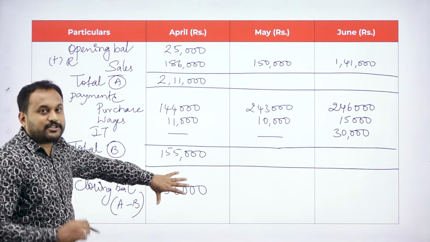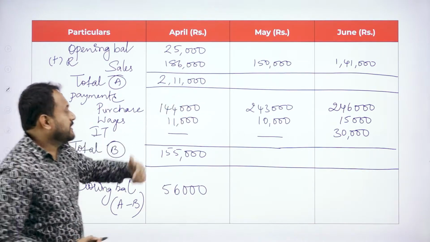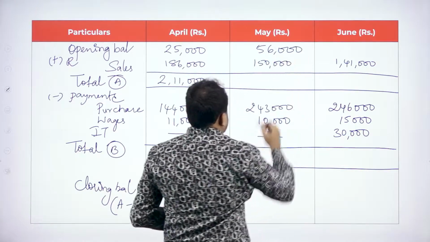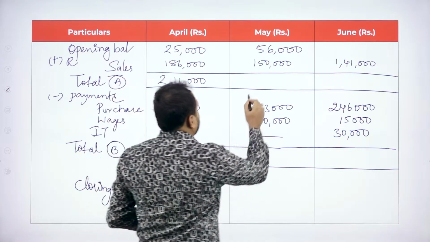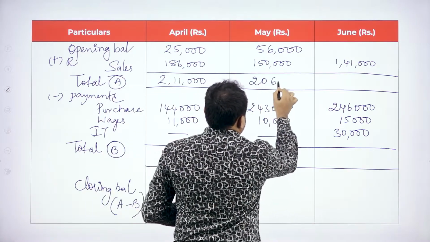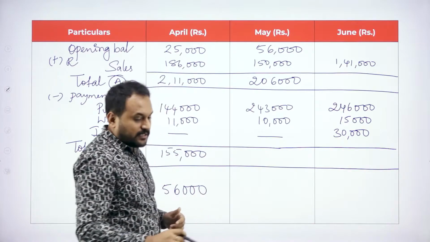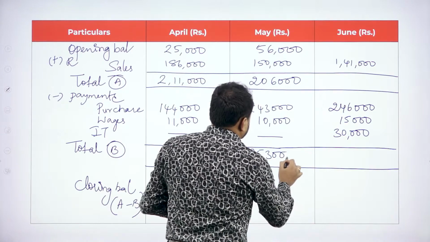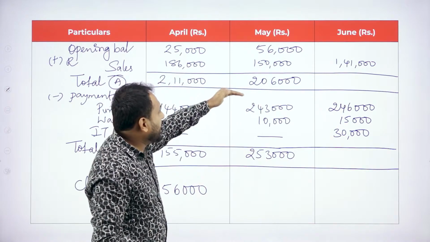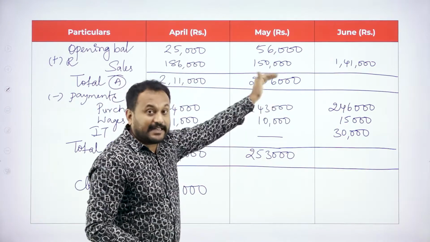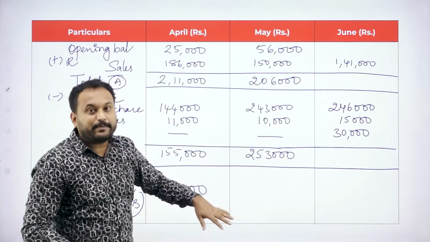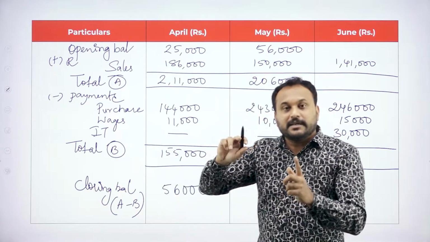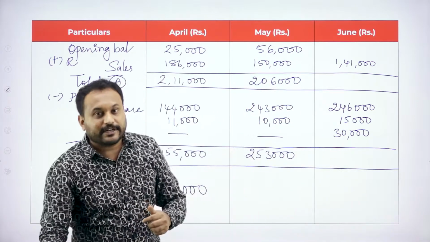Now the closing balance of April will become the opening balance of May. So here I'll write 56,000. Now we need to calculate 56 and 1,50,000. It is 2,06,000. Now when we calculate, it is 2,53,000. Now yes, here what happens is the receipts is less, payment is more. So what happens is you get negative. In the last session I told you, whenever you get negative, you are supposed to write in the bracket.